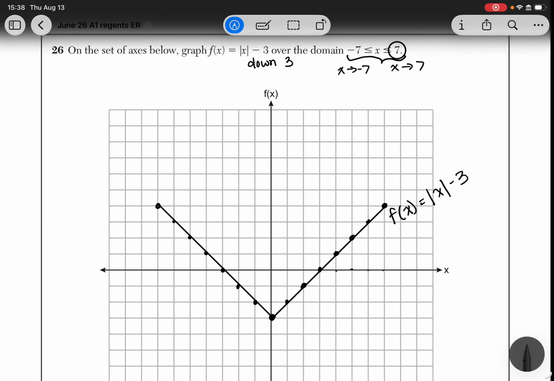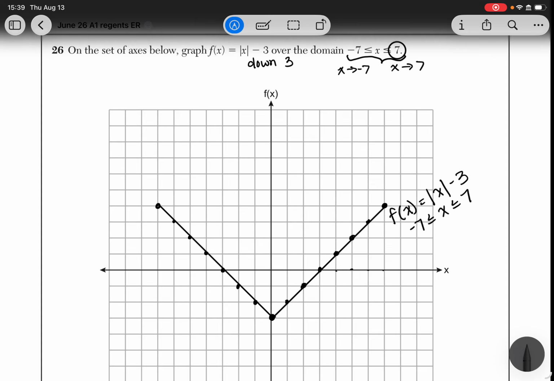With the domain of -7 is less than or equal to x, which is less than or equal to 7. But that's it. So like I said, you can put this into your TI-84. It can do all of the work for you.